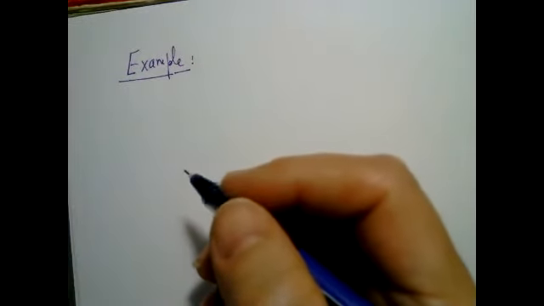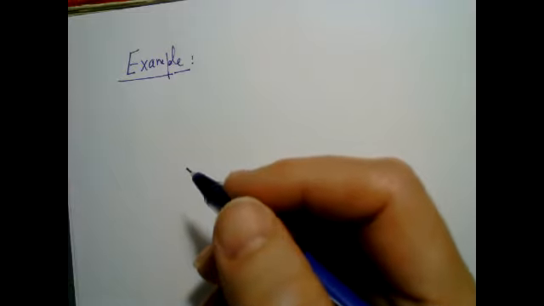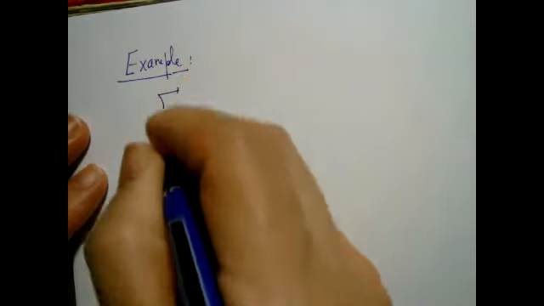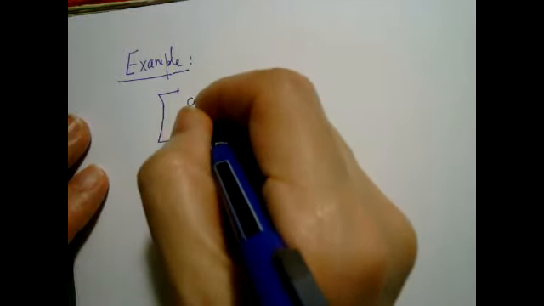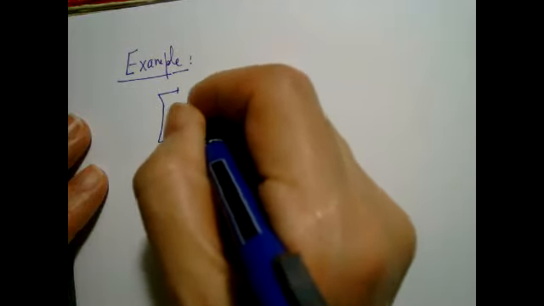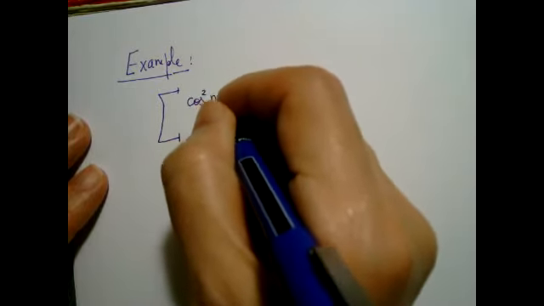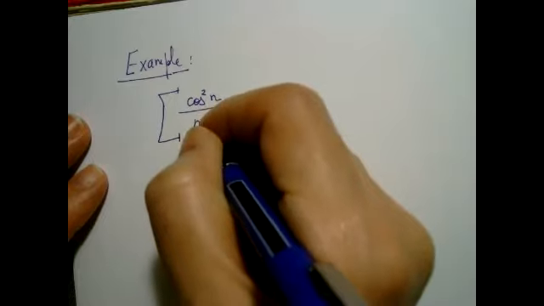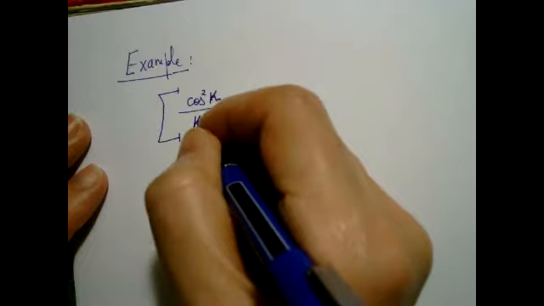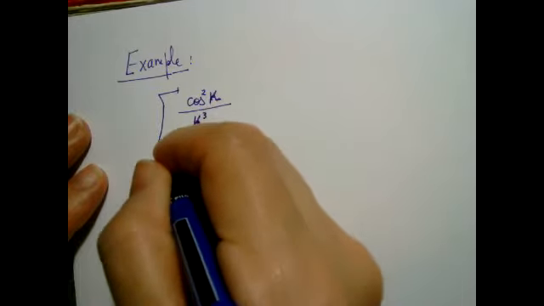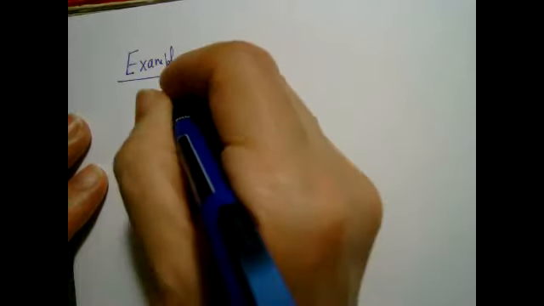Let's consider the following series. The question is, decide whether the series converge or diverge. Let us consider the series: the sum of cosine squared k over k to the power 3, k equals 1 to infinity.